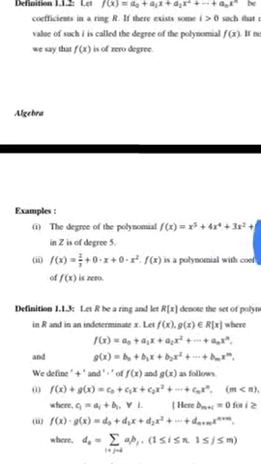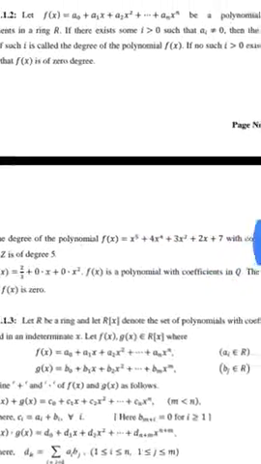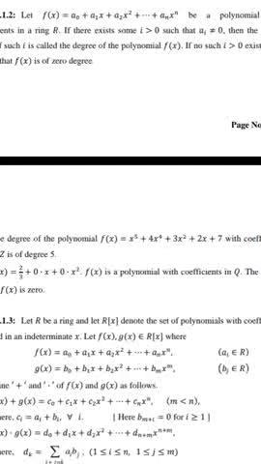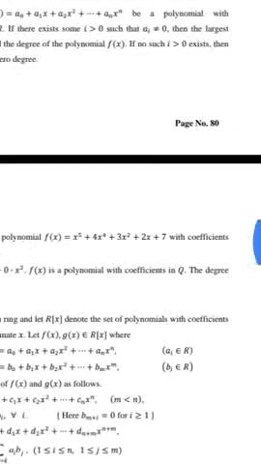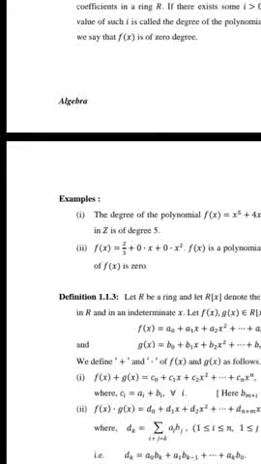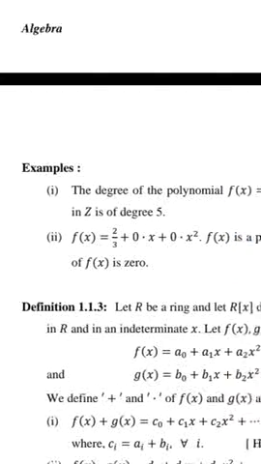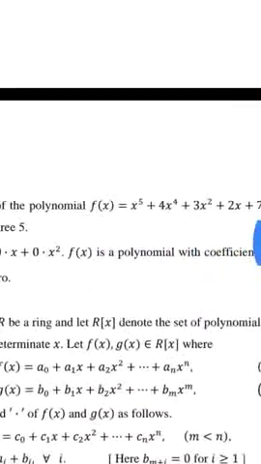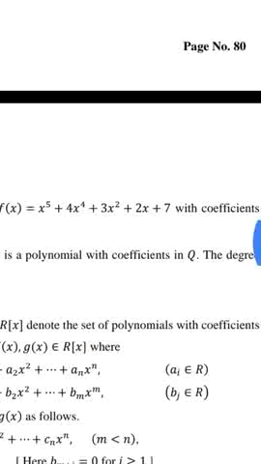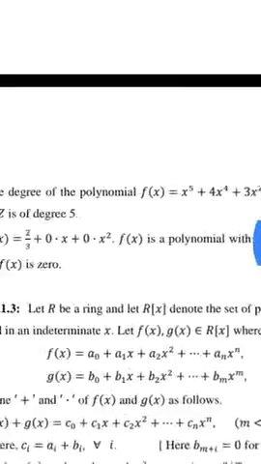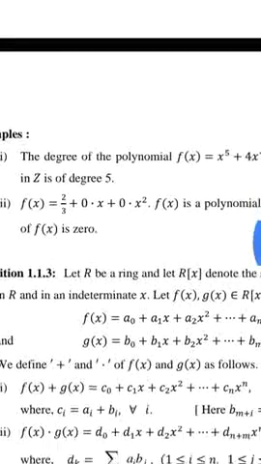Example: the degree of the polynomial f(x) equal to x^5 plus 4x^4 plus 3x² plus 2x plus 7 with coefficients in Z is 5. Next example, f(x) is equal to 2/3 plus 0 into x plus 0 into x². f(x) is a polynomial with coefficients in Q. The degree of f(x) is 0.